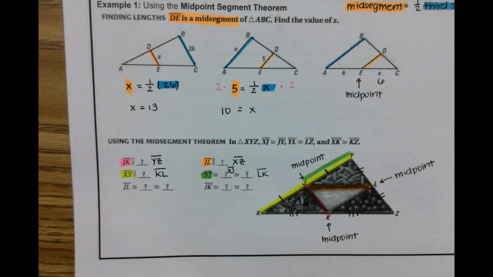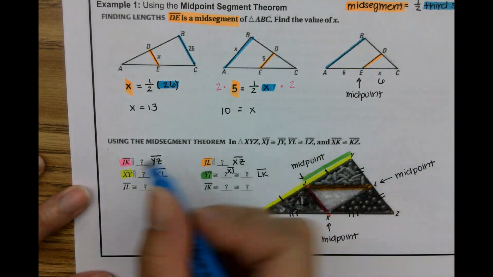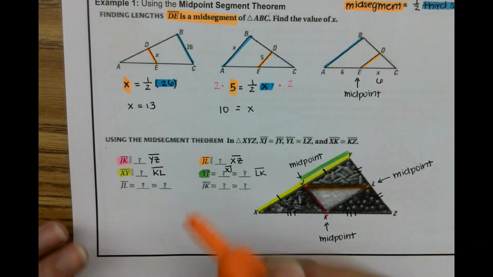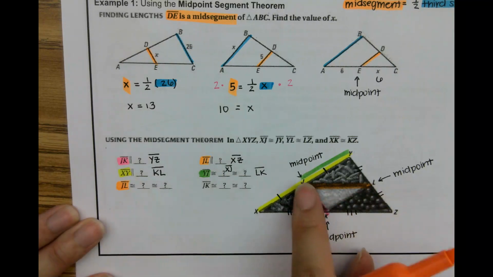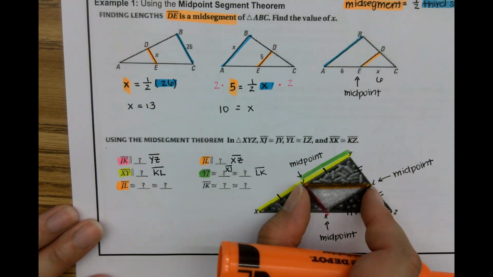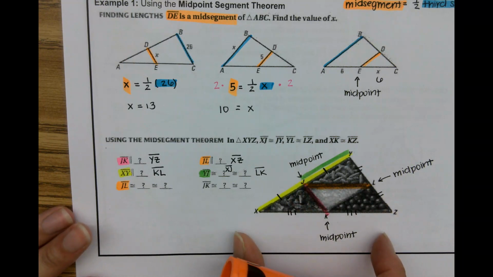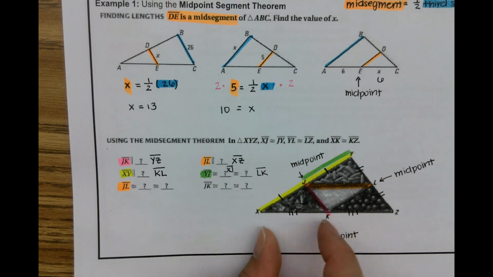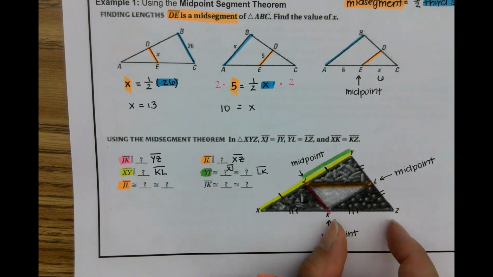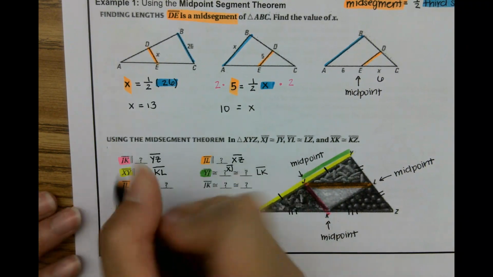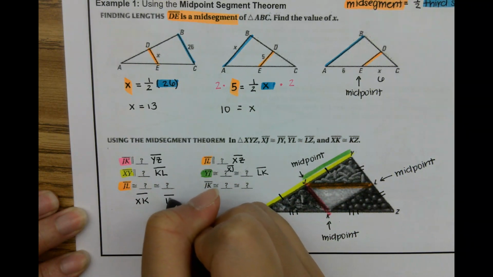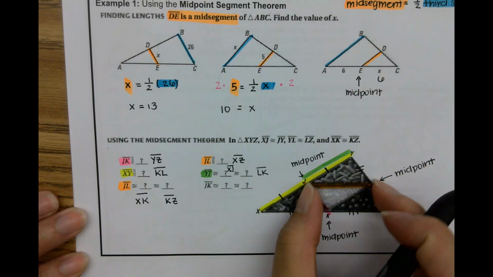Next one here is JL. That's my orange one from earlier. JL is a mid-segment. It is half of the third side. This is its third side. So half of this, since K is the midpoint, would be XK and KZ. So here, JL is congruent to XK and KZ.